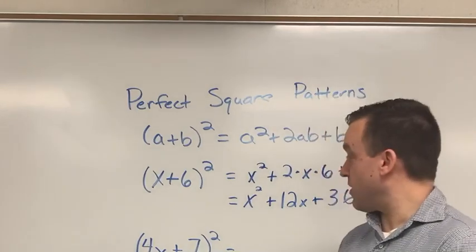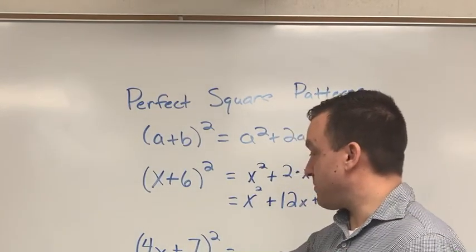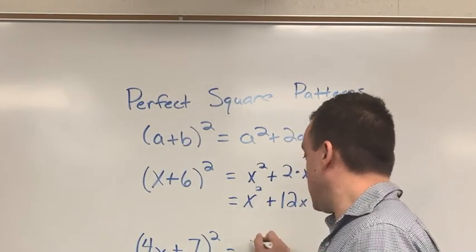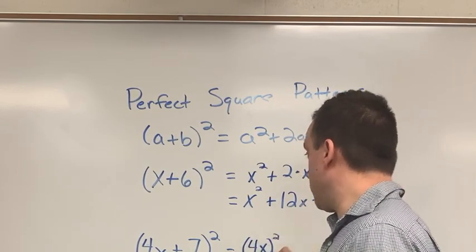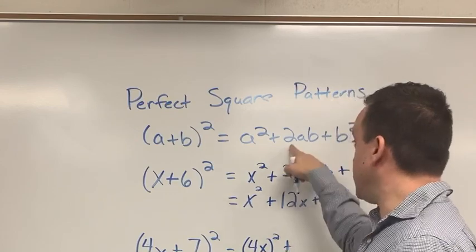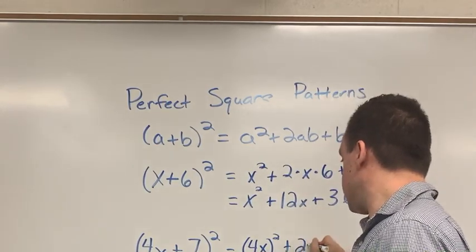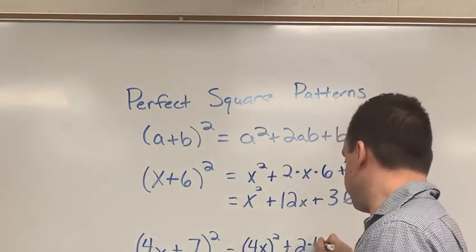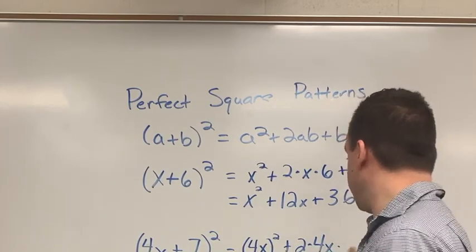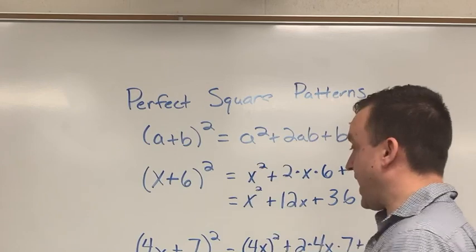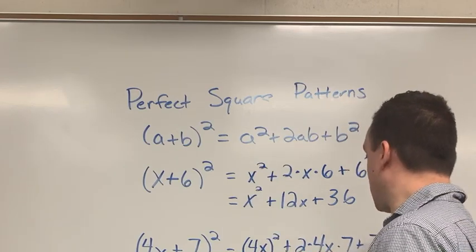So now we're going to start with a more complicated example. What if my first term is 4x? So I take all of 4x squared, and then I add on 2 times 4x times the second term is 7, and then I add on 7 squared.